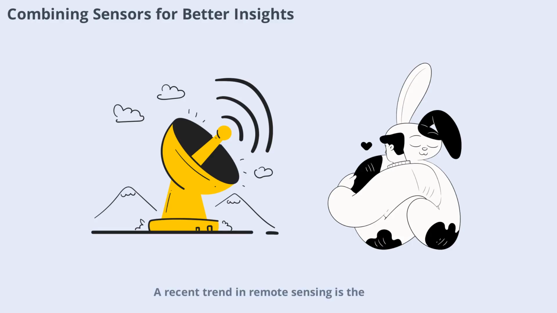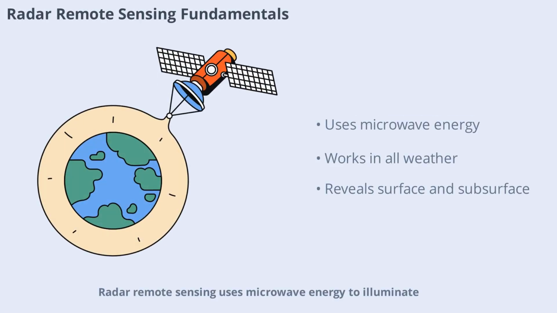A recent trend in remote sensing is the integration of multiple sensor types on a single platform. For example, NASA's Goddard Space Flight Center developed an airborne imager that combines LiDAR, hyperspectral, and thermal sensors. This synergy leverages the strengths of each technology, providing richer, more comprehensive data for applications like forest mapping, urban analysis, and environmental monitoring. LiDAR remote sensing uses microwave energy to illuminate the Earth's surface and measure the reflected signals.